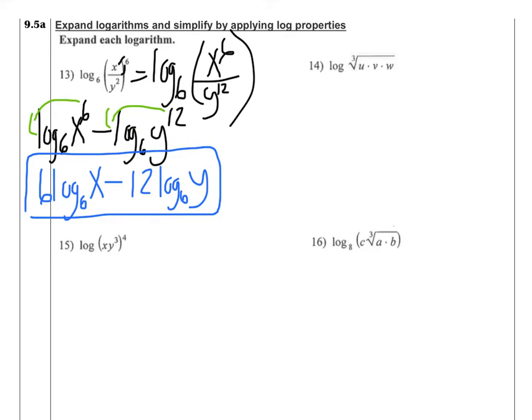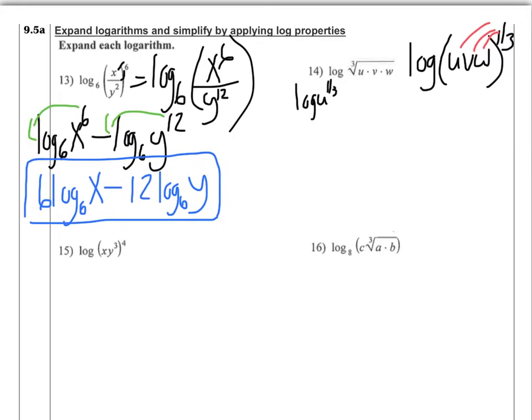I'm going to go to 14 next. Now 14, you almost want to take this radical and rewrite it as a rational exponent. The cube root just means the 1/3 power. So this is really log of u v w to the 1/3 power. Again, don't forget this exponent would go to everything. So really what we have is log of u to the 1/3, and then we have v to the 1/3, and then w to the 1/3.